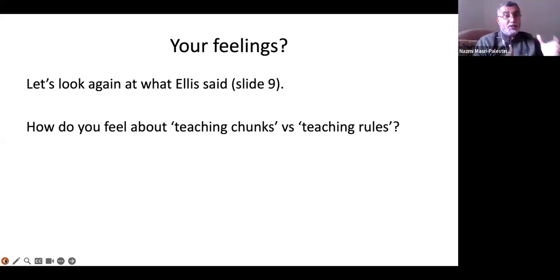So I think when we teach, we are trying to learn from first language acquisition. Language acquisition is different from language learning, but we will try to make learning as similar as possible to acquisition. If you look at children, how all of us learned our first language, nobody taught us rules when we were children. We just picked up chunks.